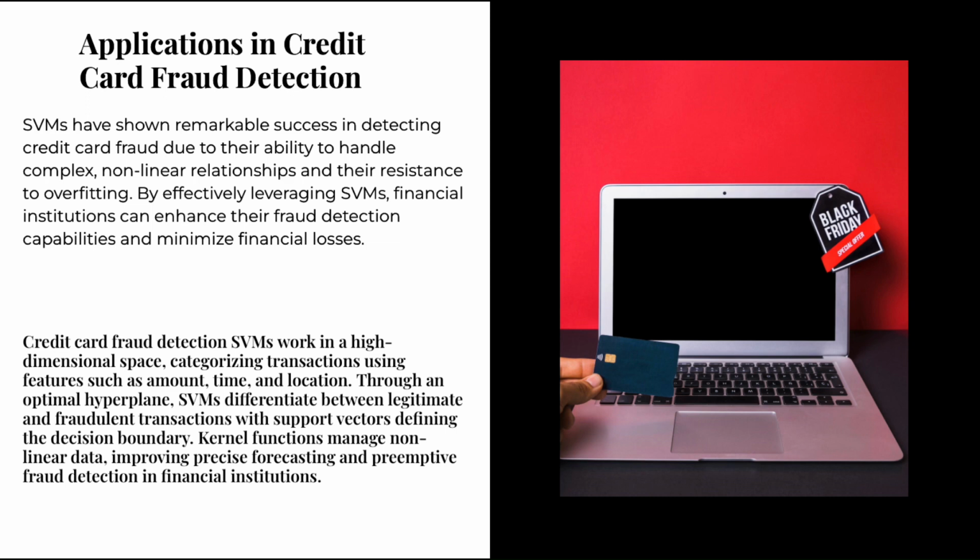SVMs are essential in spotting credit card fraud. They work in a feature space representing transactions, focusing on attributes like amount and time. SVM finds a decision boundary crucial for distinguishing fraud from legit transactions, maximizing the margin between them. Using kernel functions, SVM handles nonlinear patterns effectively. This helps financial institutions detect potential frauds early, protecting both cardholders and institutions.